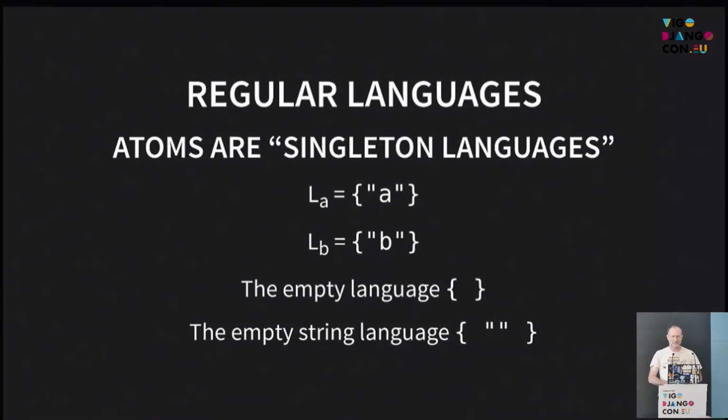The atoms are what's called singleton languages. These are languages that have each only one string, and that string is only one character long. And we also include the empty language that has no strings at all, and the language whose only member is the empty string.